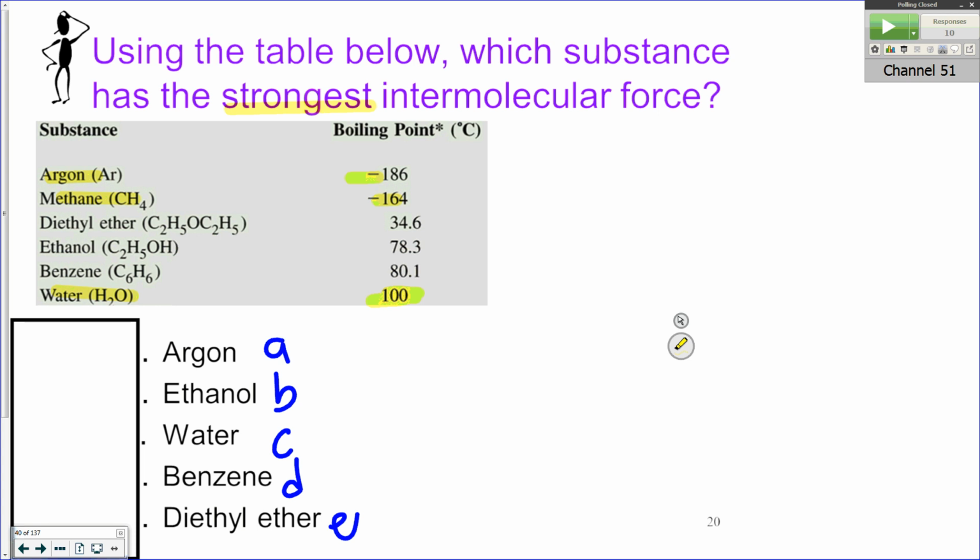Yes? Intermolecular refers to how the molecules react with each other, right? Between neighbors, yes. Intra is within a molecule. Inter means between neighbors. Okay?